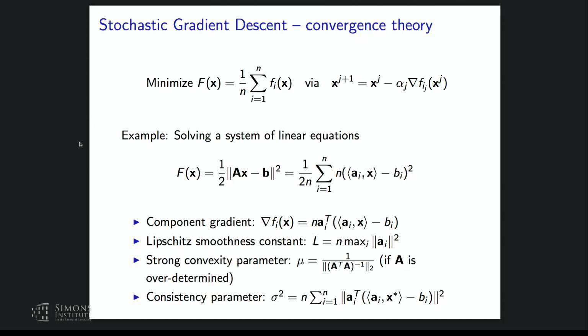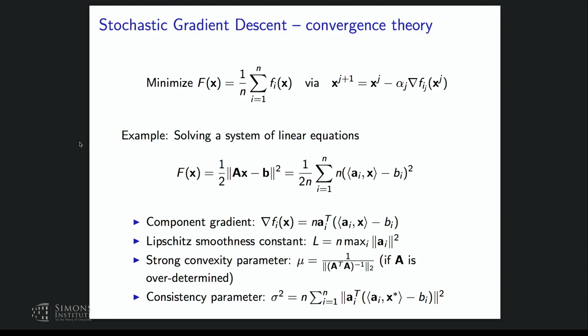In that case, each component function would just be the inner product of the ith row of our matrix applied to where we are, x minus b_i, and then squared. Okay. So stochastic gradient descent for getting a least squares solution to Ax minus b would be: pick a row of A at random, and then move in the direction of that, and then repeat, pick another row at random, and so on.